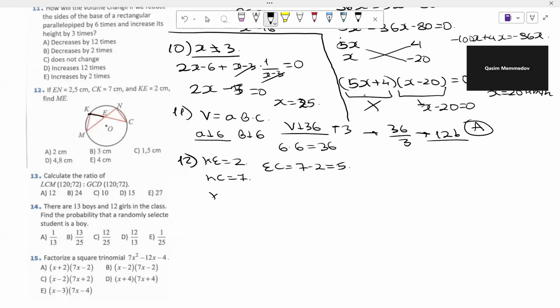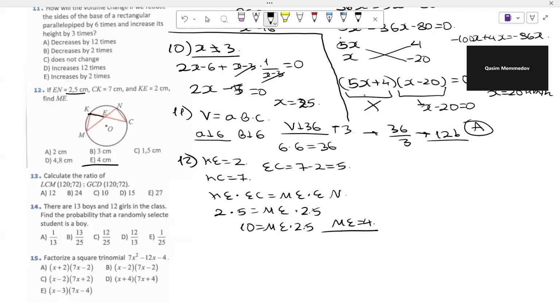KA multiplied by AC equals ME multiplied by EN. That's why 2 multiplied by 5 equals ME multiplied by EN, which is 2.5. And 10 equals ME multiplied by 2.5 and ME equals 4. The final result is 4. Let's continue with exercise 13.